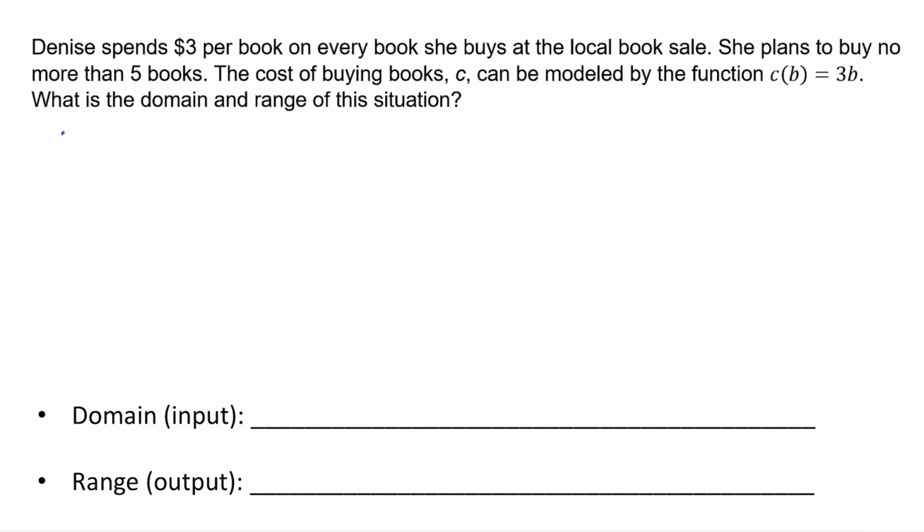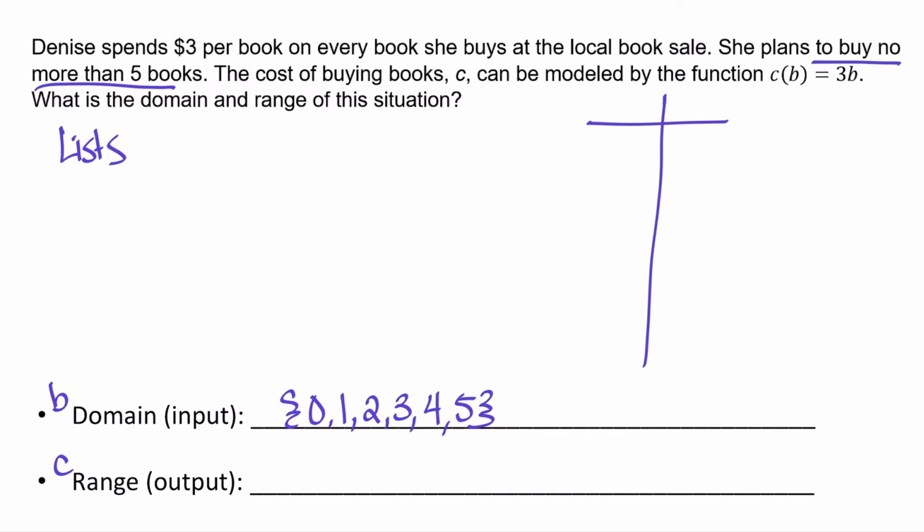Now we have lists for the domain and range, so let's list out the values. She plans to buy no more than 5 books, so that means she can buy no books, or 1, 2, 3, 4, or 5. The domain is going to be B. The range is going to be C, which is the output, and to figure it out, we need to plug into our function. So we have our values of B, which are 0, 1, 2, 3, 4, and 5.